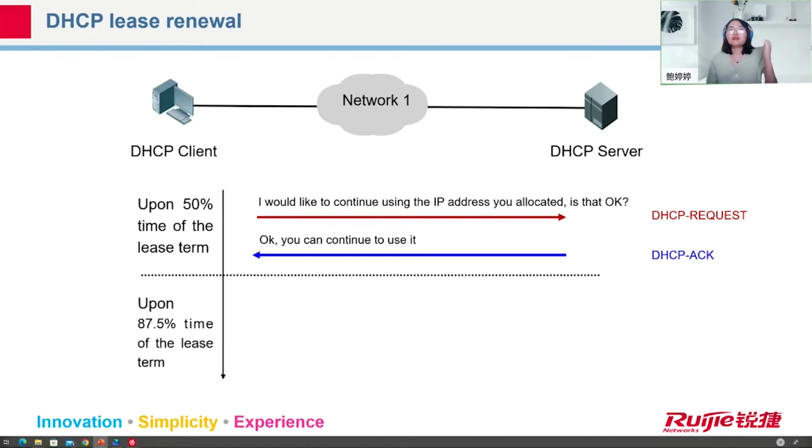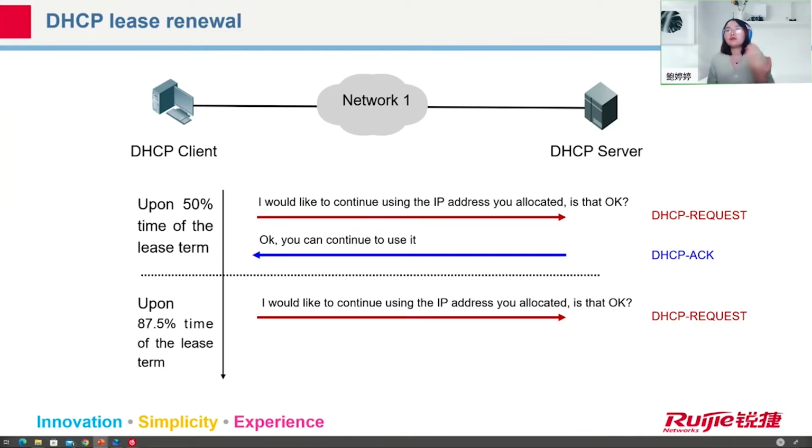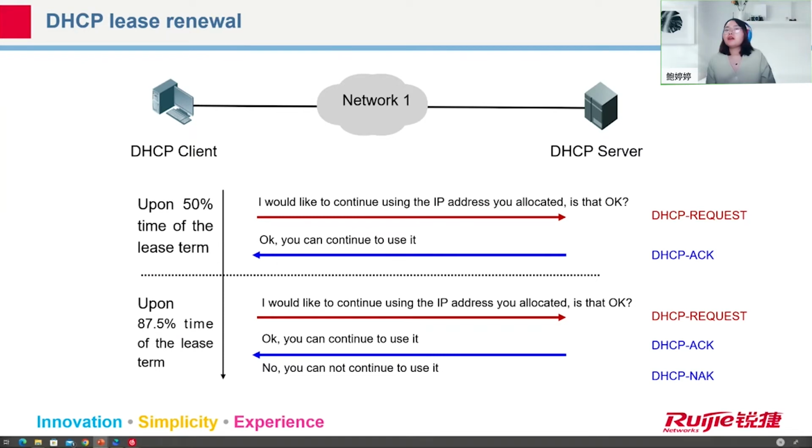So upon the 87.5% time, I will send the message again if I don't receive the acknowledgement from the server. I would like to continue to use the IP address you allocated. Is that okay? If you can continue to use it, the message is DHCP ACK. If not, you cannot use it, and the server will send a DHCP NAK to you.